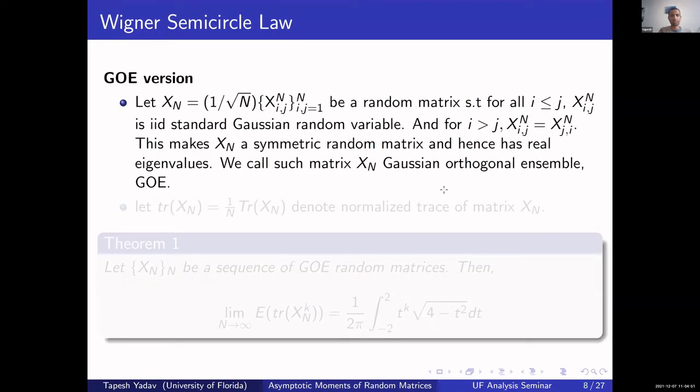We'll start with the Wigner semicircle law. Let X_n equal 1 over square root n times X_ij^n be a random matrix such that for all i less than or equal to j, X_ij^n is an IID standard Gaussian random variable, and for all i greater than j, X_ij^n equals X_ji^n. This makes X_n a symmetric random matrix and hence it has real eigenvalues. We call such a random matrix X_n a Gaussian orthogonal ensemble, GOE.